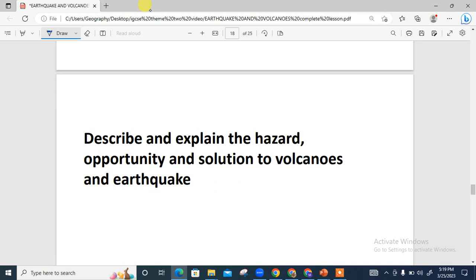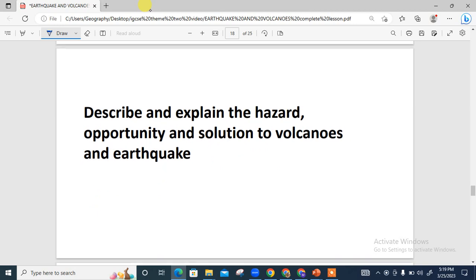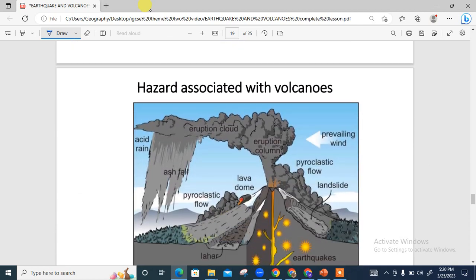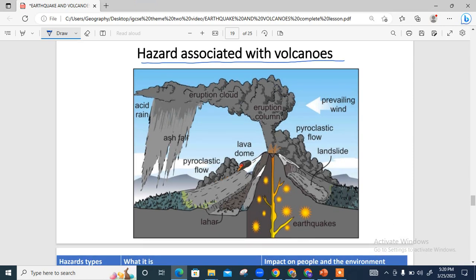Okay, now lastly, the last part is for us to describe and explain hazards, opportunities, and possibly management or solutions, to provide some solutions to earthquakes and volcanoes, how to manage it, because it happens. Now let's start with hazards associated with volcanoes.